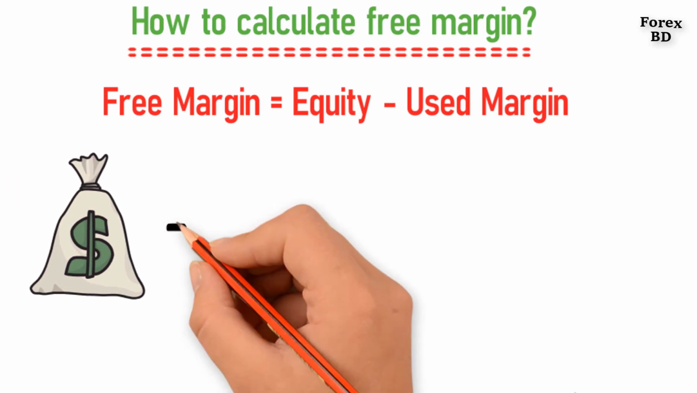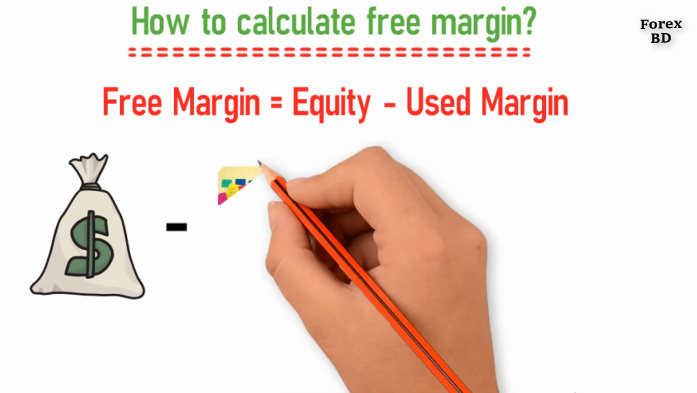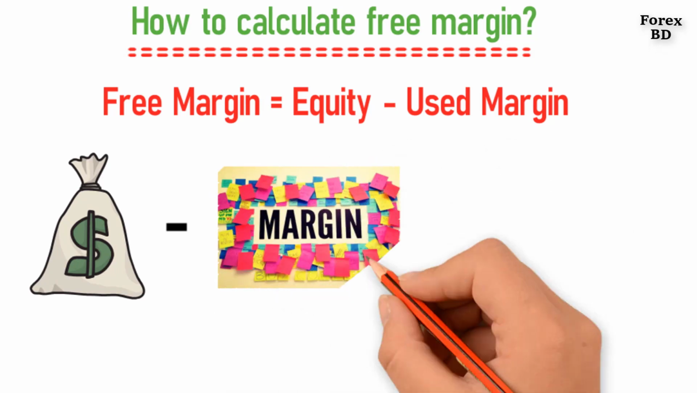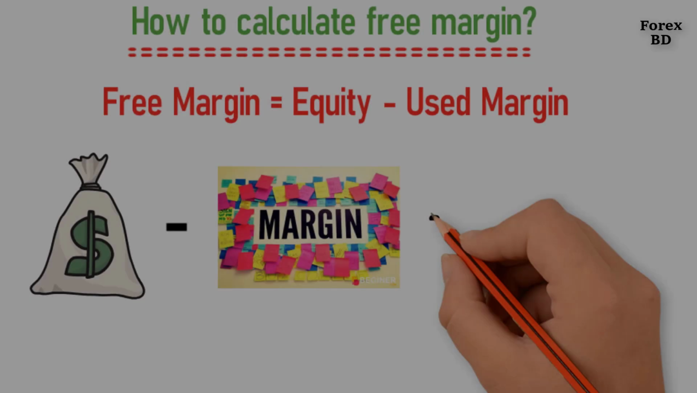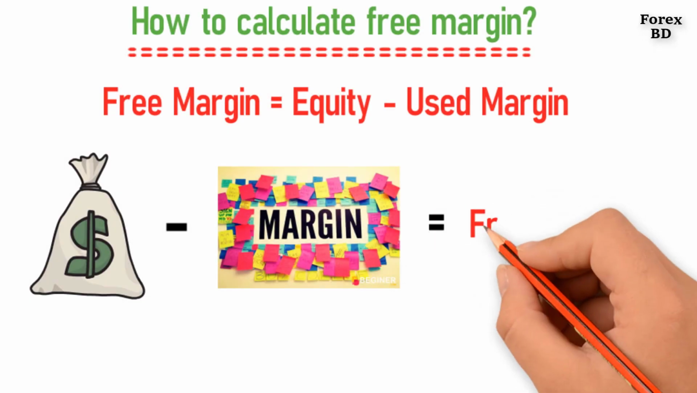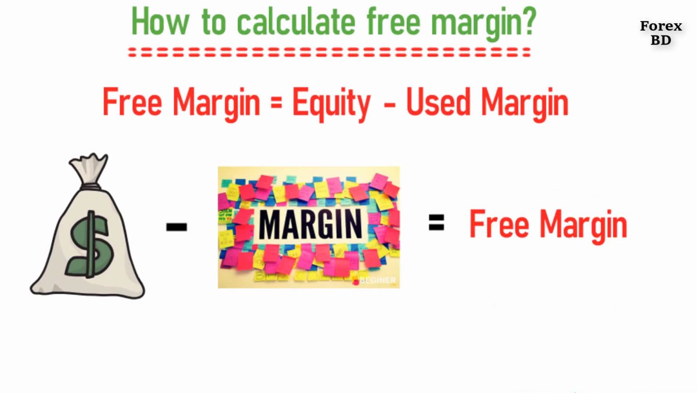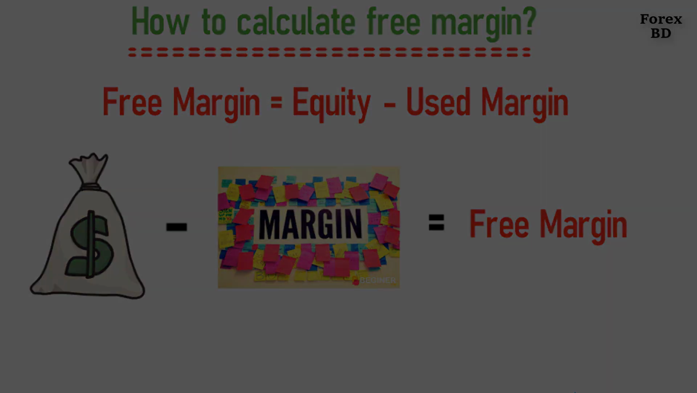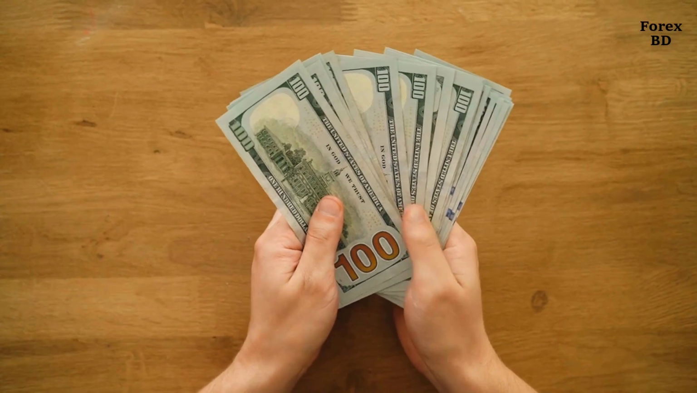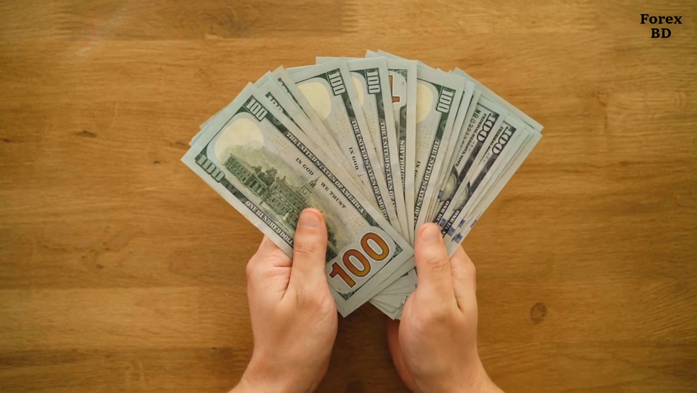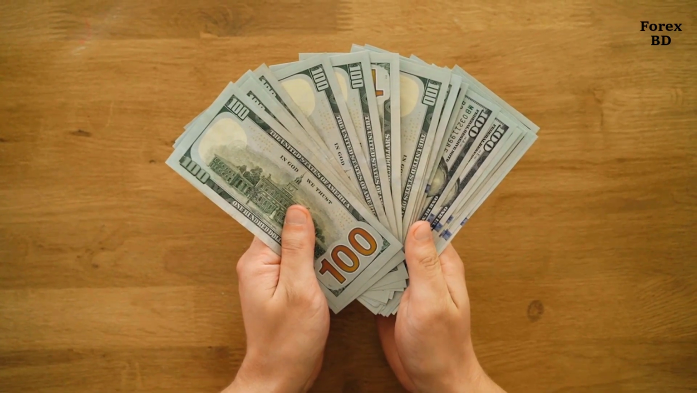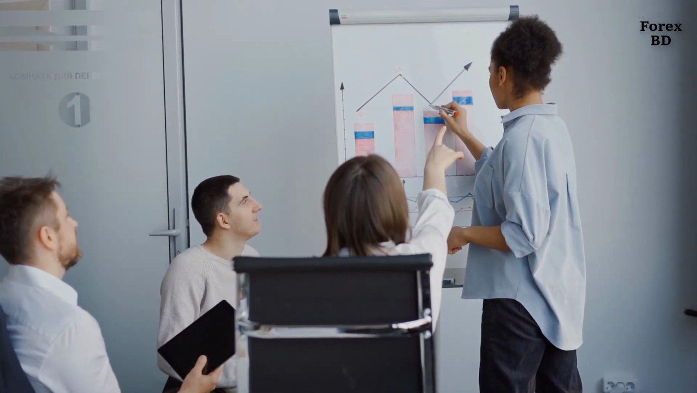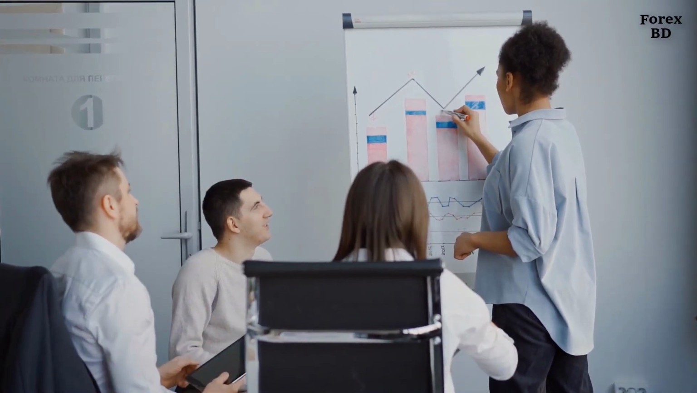If you have any new entry, and if there is a profit in that entry, then your equity will increase, which means your free margin will also increase. If there is a running loss, it will also reduce your equity amount, due to which your free margin will also decrease. So if you have equity of $500 and used margin is $100, then your free margin is $400. This was today's video.